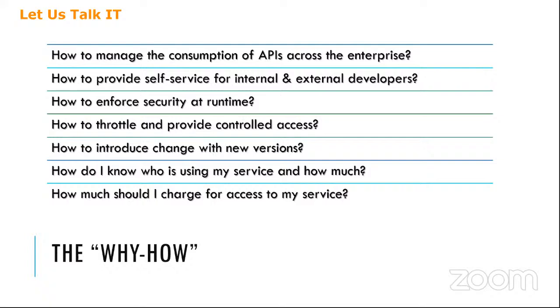And the next how is how to throttle and provide controlled access. One of the biggest challenges that we see is, let's say I want to create an API and I want to expose this to the public, or to a specific B2B customer or B2C customer entity. So how do you make sure that it reaches the right person? And how do you make sure that they're not abusing the API?